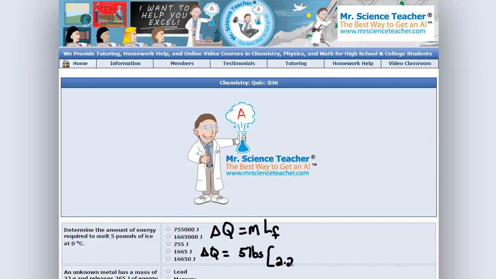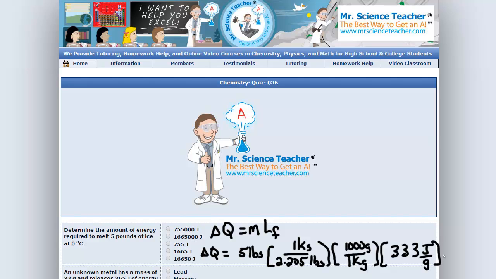There are 2.205 pounds in 1 kilogram, and there are 1,000 grams in every kilogram. Then we have to put in our latent heat of fusion, which is 333 joules per gram. Now all we have to do is calculate it. So we're going to get 5 divided by 2.205, multiplied by 1,000, and multiplied by 333.